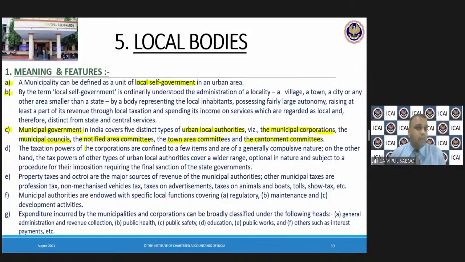The taxation powers of the corporations are confined to a few items and are of a generally compulsive nature. What do you mean by compulsive nature? It is mandatory. Okay. It is compulsive nature means mandatory, right? So it is a water and sewerage bill you get, right? Property taxes, water and sewerage bills. So this is what you have to pay to your municipal corporations.